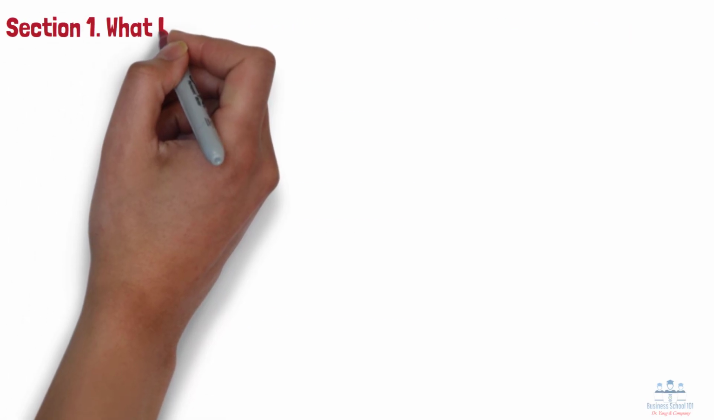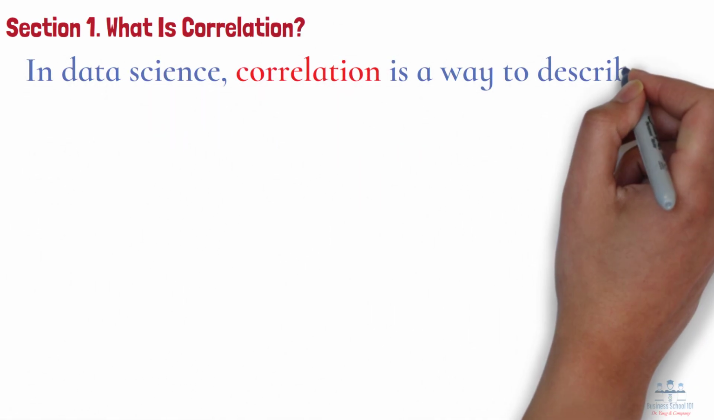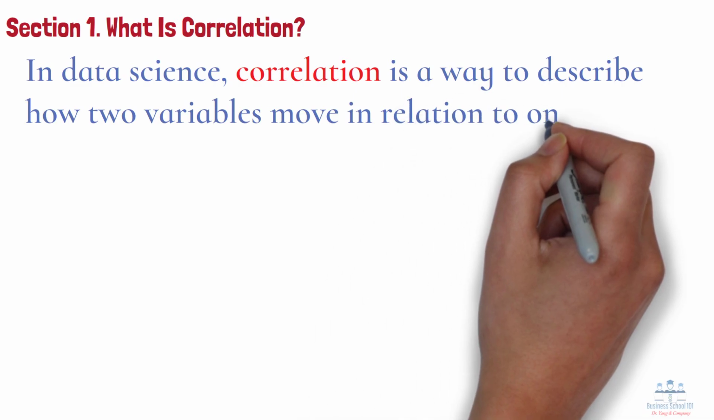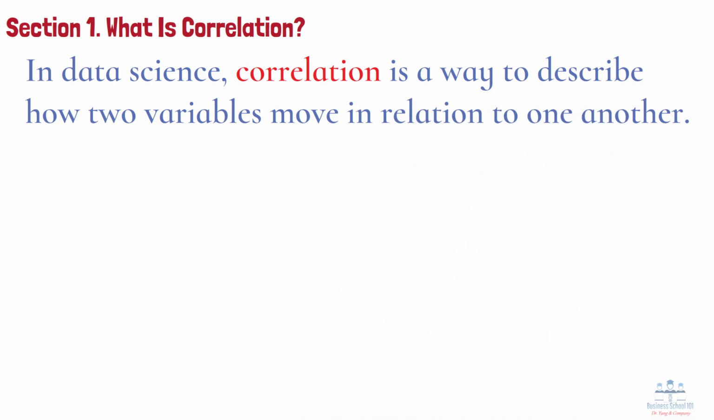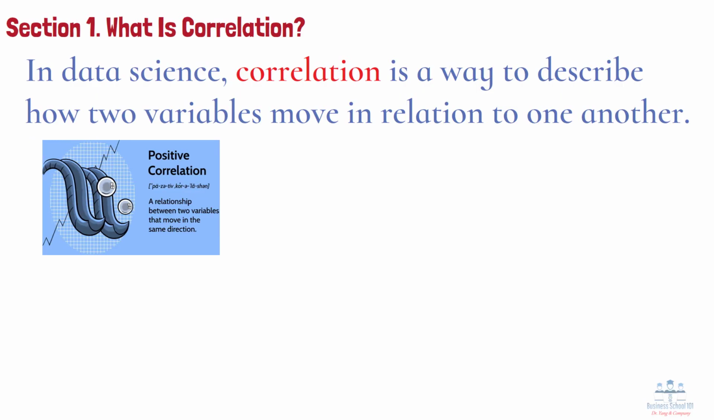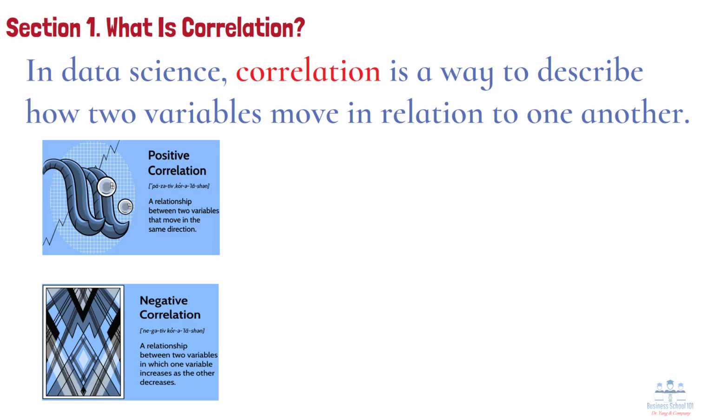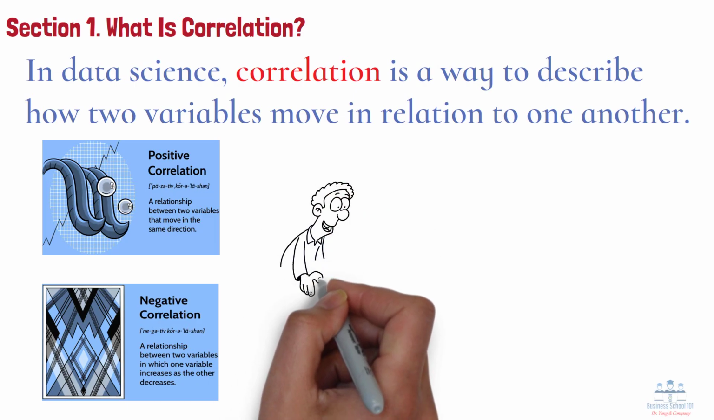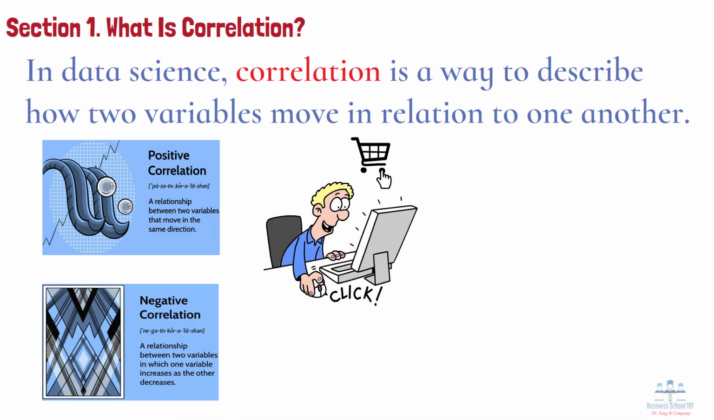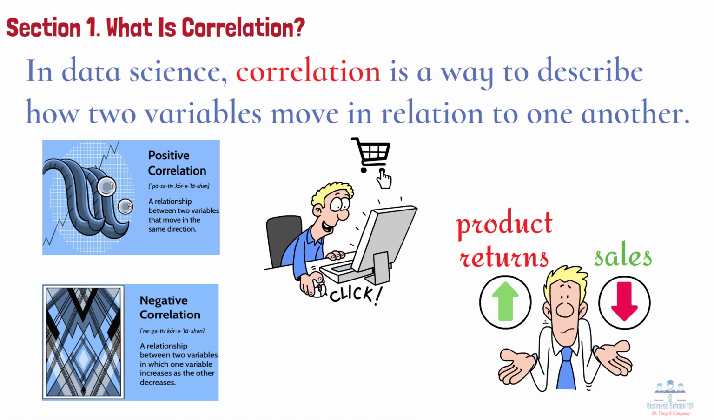Section 1. What is correlation? In data science, correlation is a way to describe how two variables move in relation to one another. A positive correlation means that as one variable increases, the other tends to increase too. A negative correlation means that when one goes up, the other goes down. For instance, if customers with higher satisfaction scores also tend to visit your website more frequently, that's a positive correlation. If sales go down as product returns go up, that's a negative correlation.